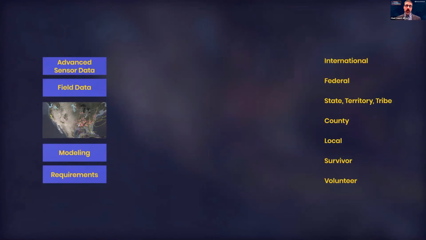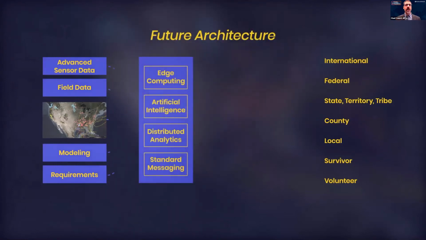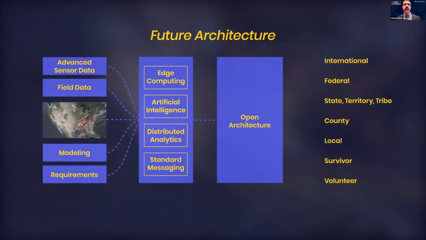By 2030, we can achieve a deep understanding of a disaster situation through an open architecture that combines data from sensors, either already in place or deployed early on in the response, ground field observations from responders and survivors, and modeling, all done according to defined requirements.